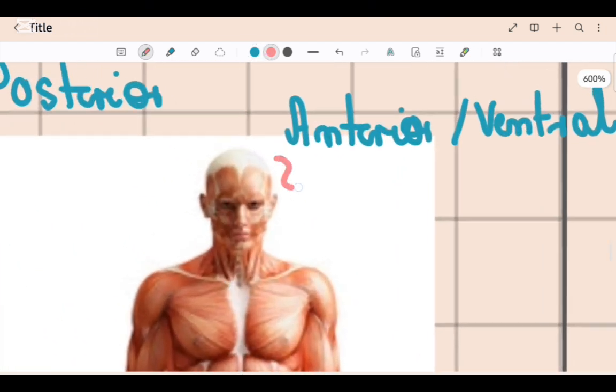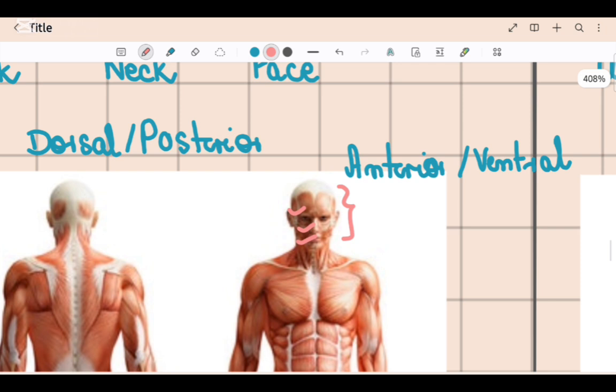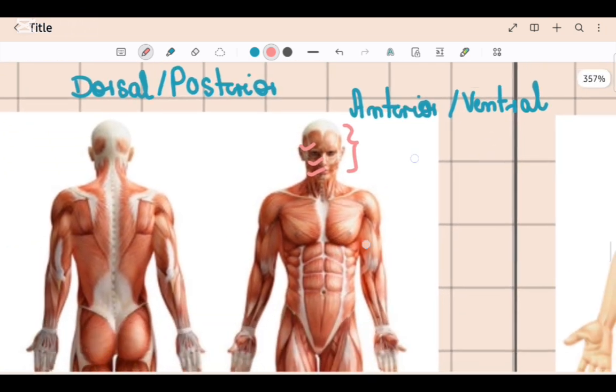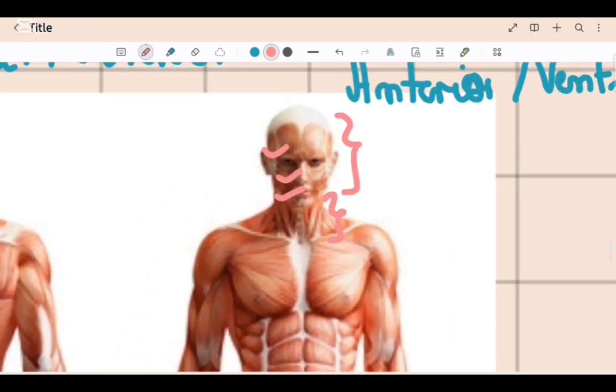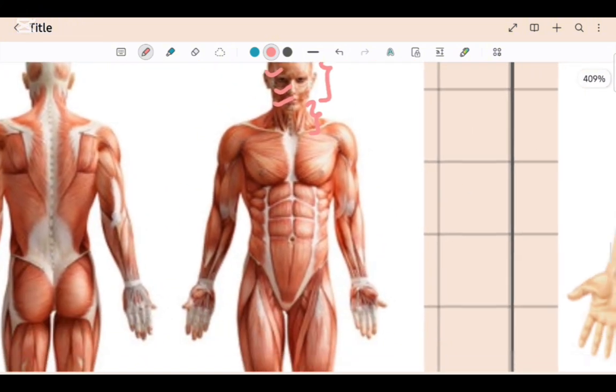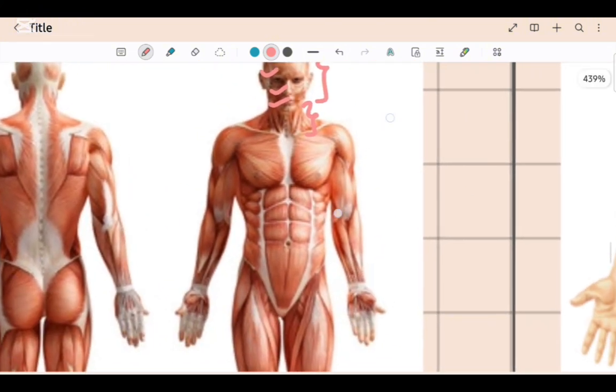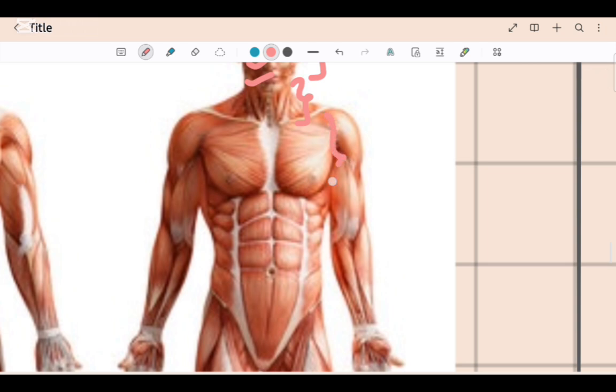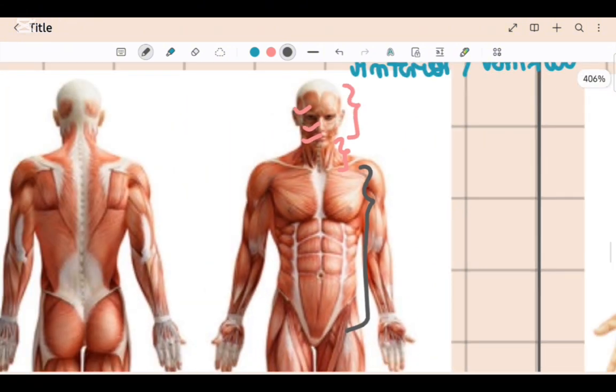This is your face. You can see the eyes of a person, you can see the nose, you can see the lips. So basically you are viewing it from the front. So that's called the anterior or the ventral view of your face. Same goes here with your neck. You are seeing it from the front, so you are viewing the anterior or the ventral view of the neck. This is your trunk and you are viewing it from the front, so that's called the anterior, the ventral view of your trunk.